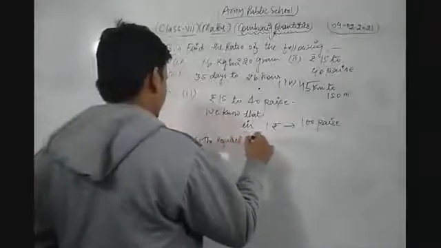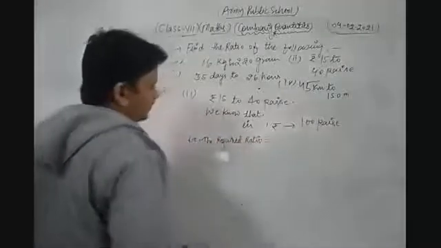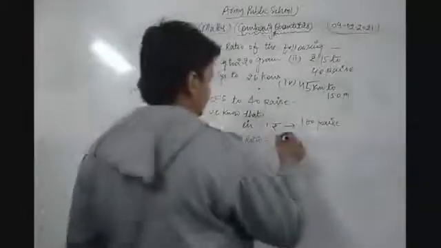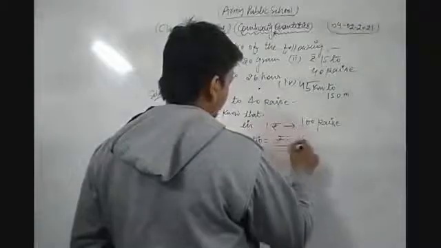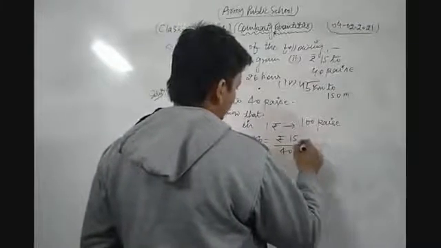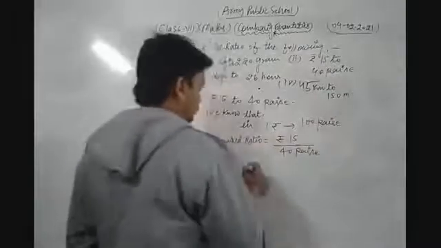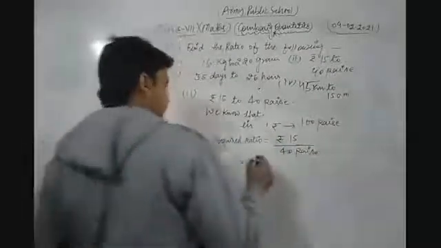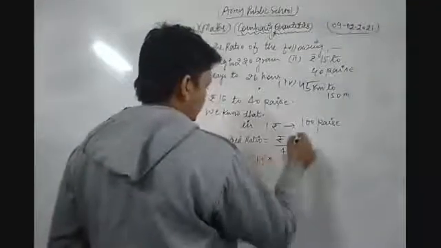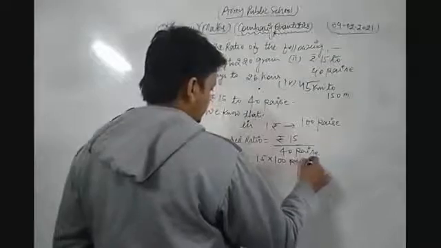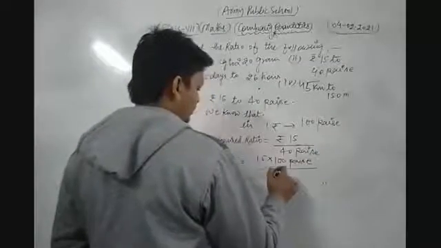the required ratio is rupees 15 upon 40 paise, as it is. Now, in 1 rupee there are 100 paise, so we write 15 into 100 paise, and we write 40 paise as it is.